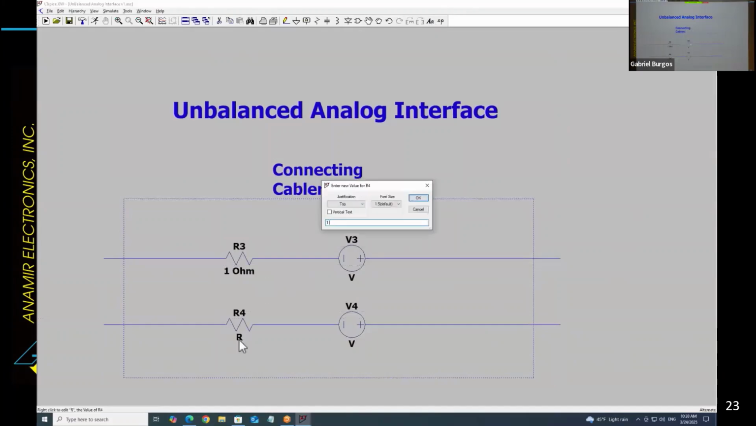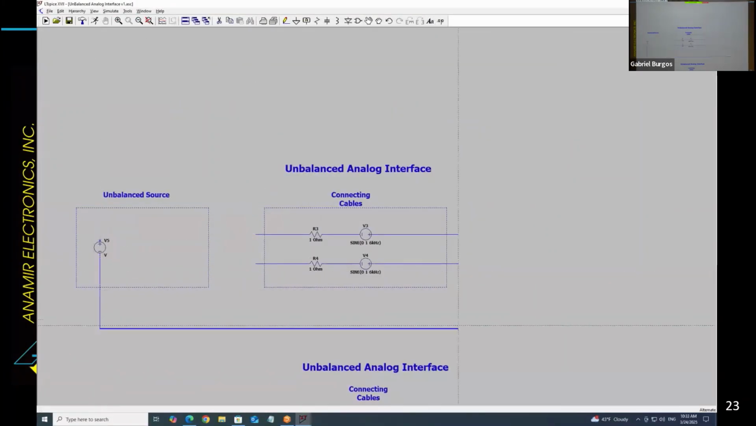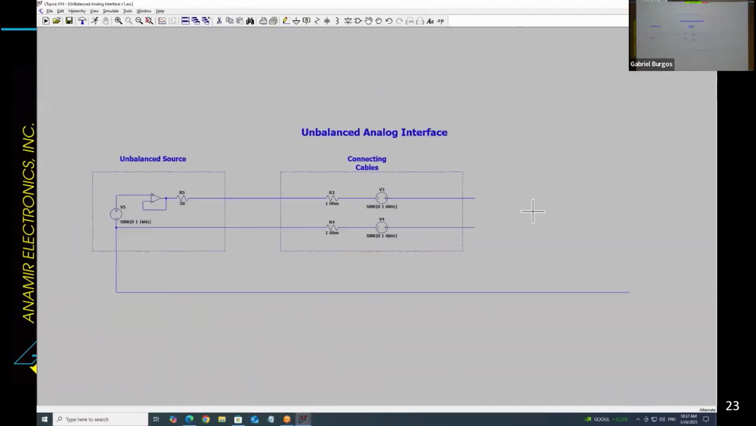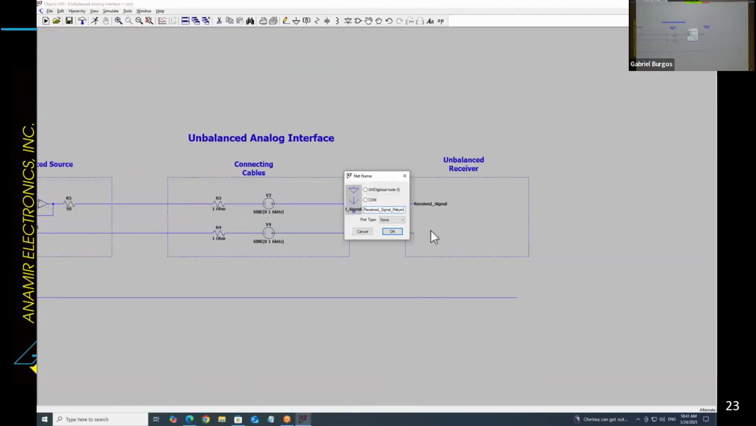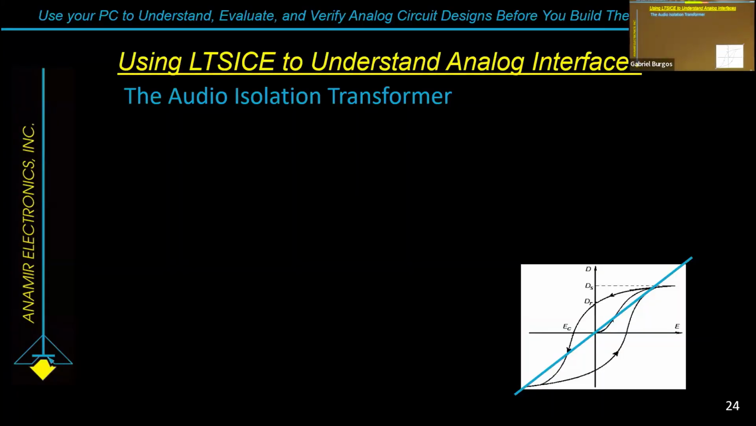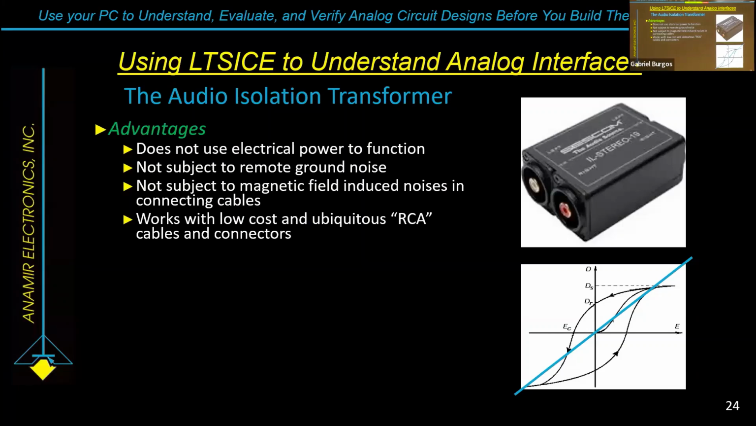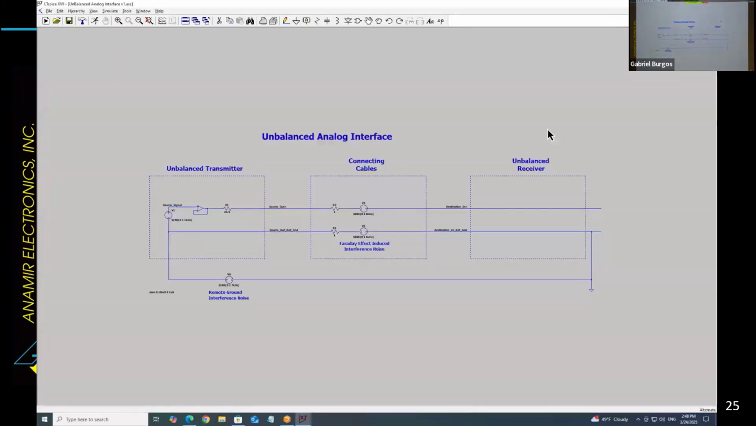But I don't know if any of you have any interest in car stereo, but car stereo analog interfaces. Aftermarket car stereos have a problem with noise getting into the signals, and here I'm using LTSpice to show how the noises get into the signals. And then I was going to show a couple of different solutions for noise. An audio isolation transformer, one way to get around noise problems in analog interfaces, and we could show how that can be modeled.